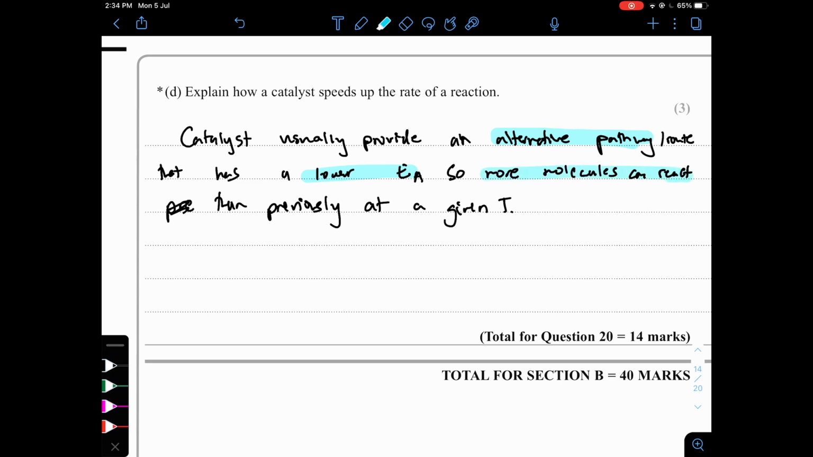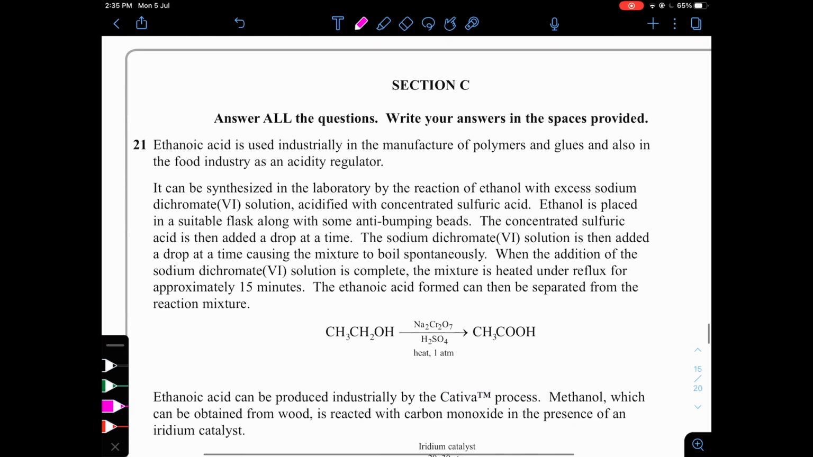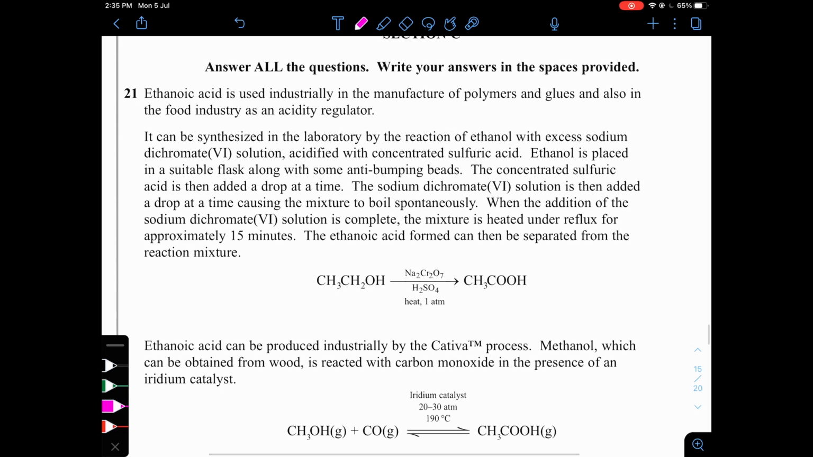Instead of saying more molecules, you can also say greater proportion. That's also a good way to put it. Okay, so now we're moving on to question number 21.